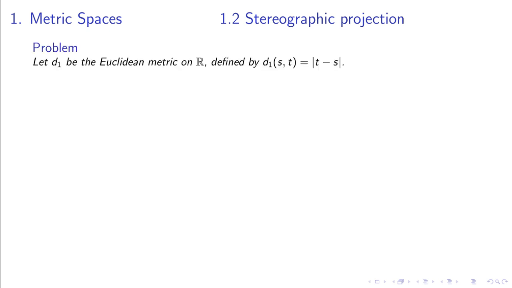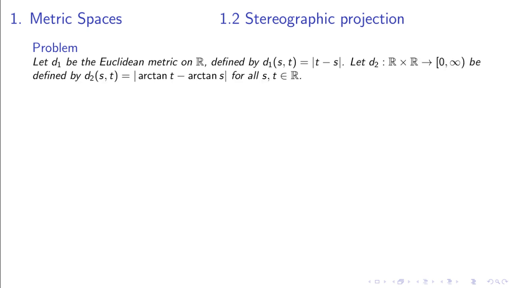1. Metric spaces. Problem 1.2. Stereographic projection. Let d₁ be the Euclidean metric on ℝ, defined by d₁(s,t) = |t − s|. Let d₂ from ℝ×ℝ to the interval [0, ∞) be defined by d₂(s,t) = |arctan t − arctan s| for all real numbers s and t.